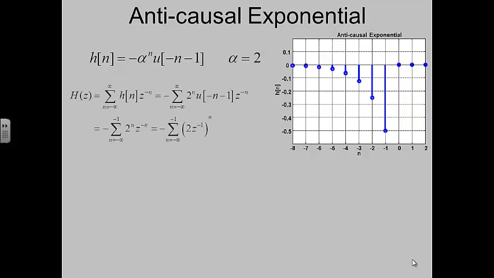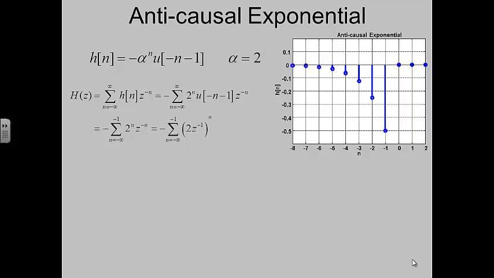Same setup. Let's replace alpha with 2. We get minus, and I can bring out in front of the summation, 2 to the n, u of minus n minus 1, z to the minus n. I get rid of this by saying, well, this goes from n equals minus infinity to minus 1. So let's limit the summation from minus infinity up to minus 1. And let's pull an n out for the exponent. So I'm raising 2 times z to the minus 1 to the n power, summing over these values. Okay, can't use my formula on that.